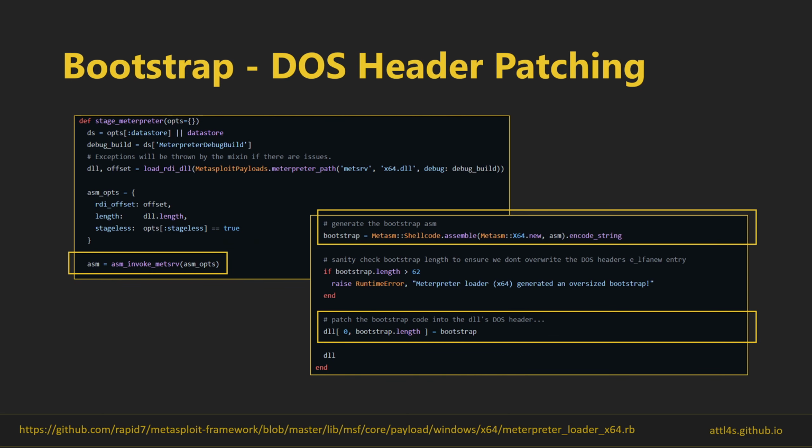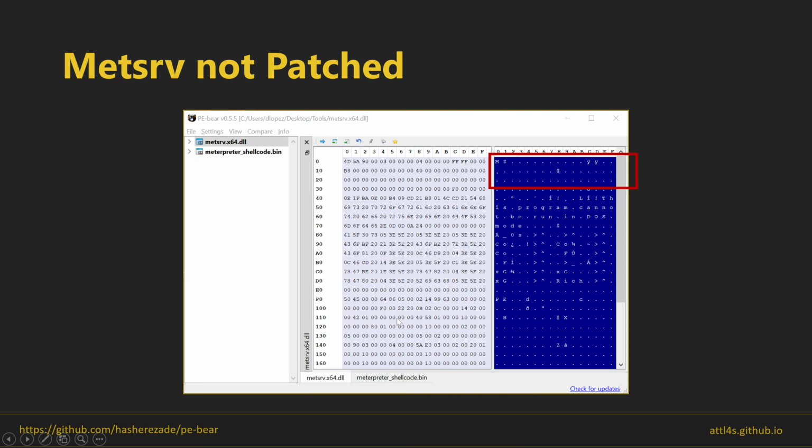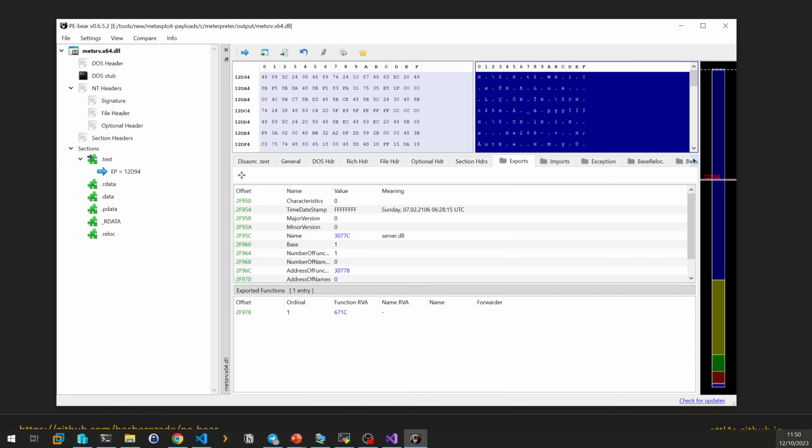Here is also the code where the bootstrap is generated with the options. It's converted to shellcode, it's assembled, and then it's patched within the DLL from position 0 to, well, the length of the bootstrap.